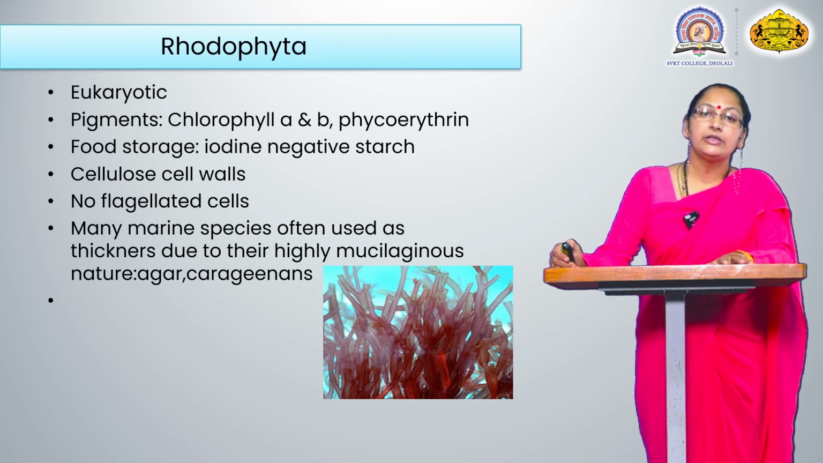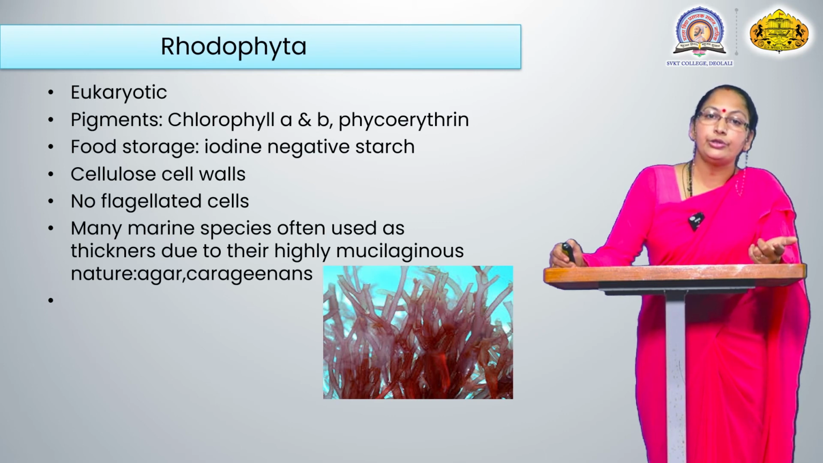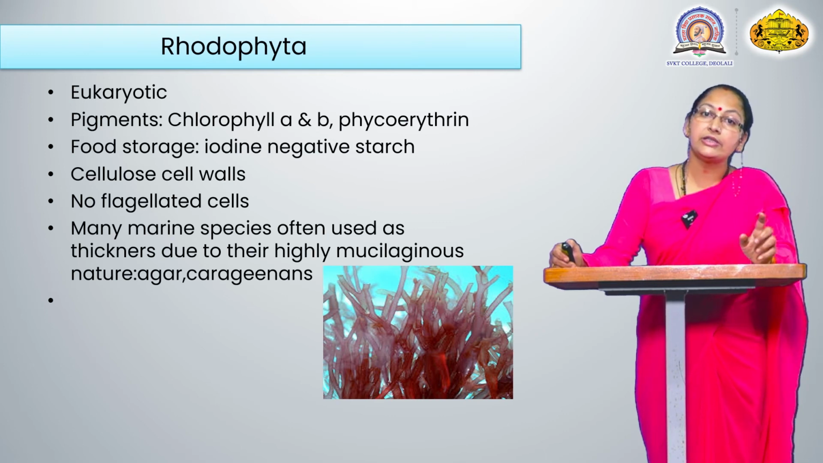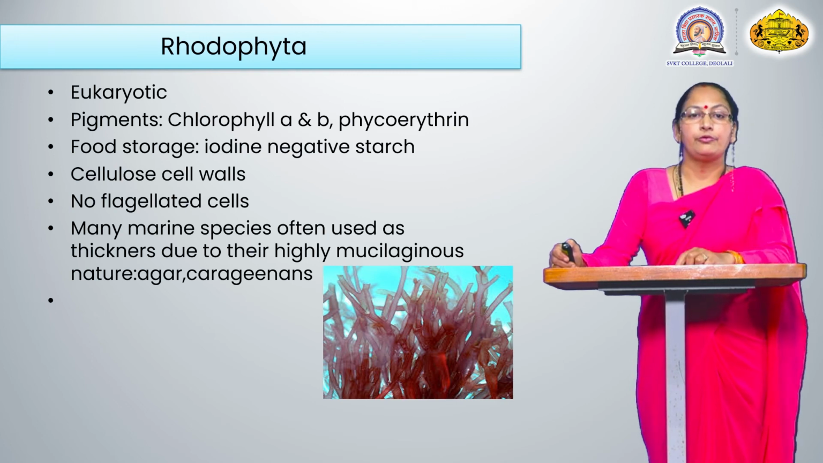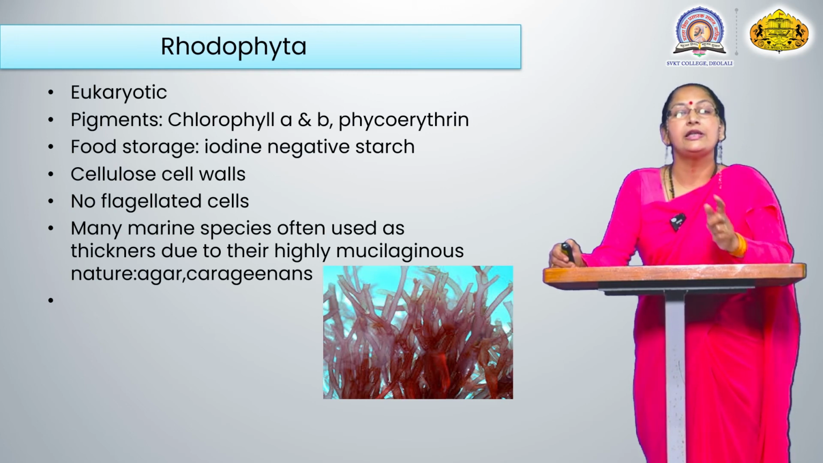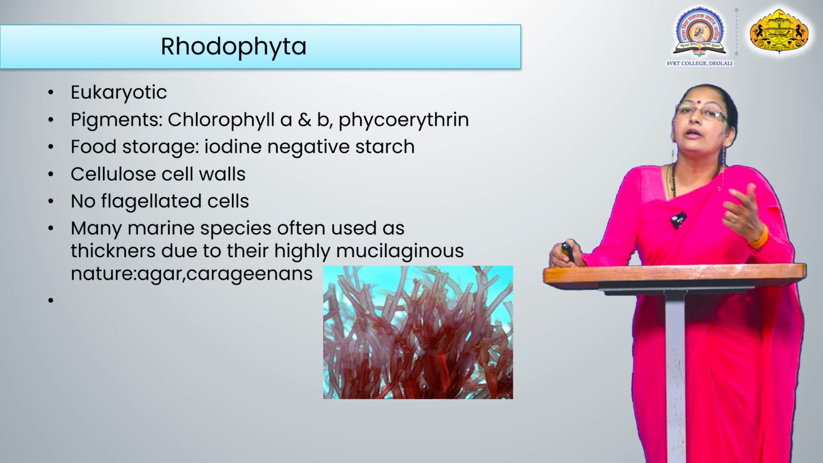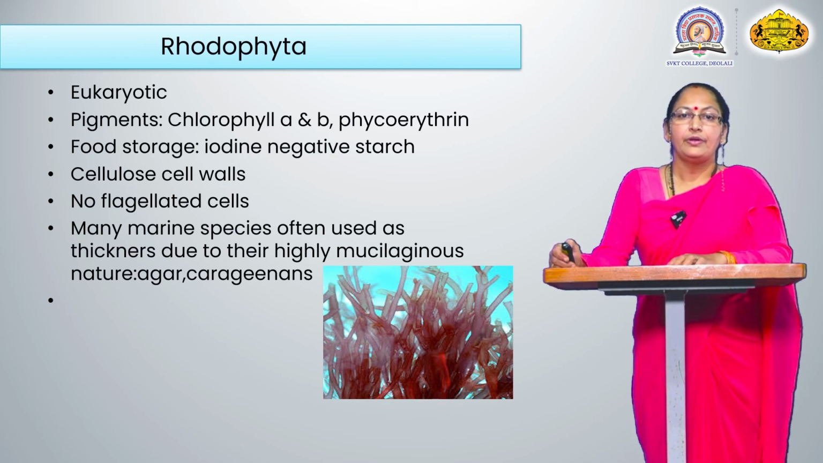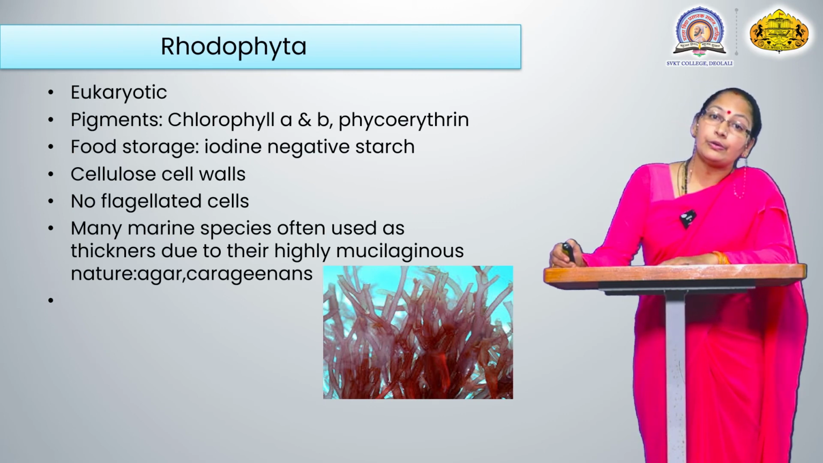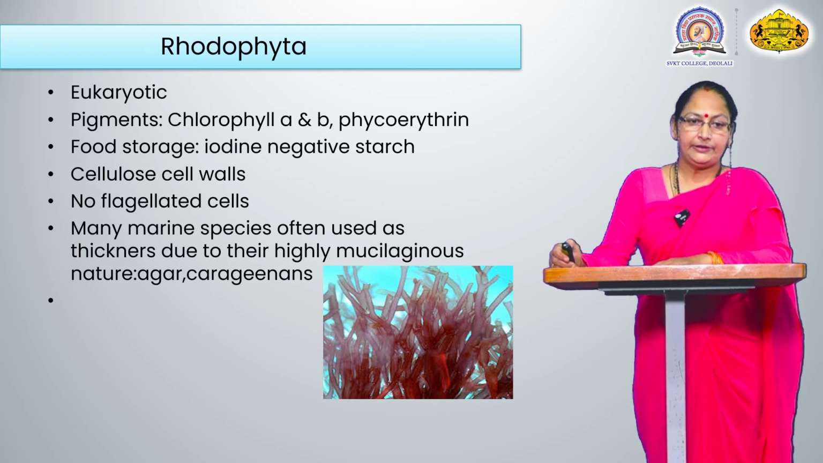The third character is the cell wall. Students, in the last class we saw that in Euglenophyta the cell wall is absent, but in Rhodophyta the cellulose cell wall is present. It is also present in Chlorophyta. So this cellulose cell wall is present in the Rhodophyta, or the red algae.